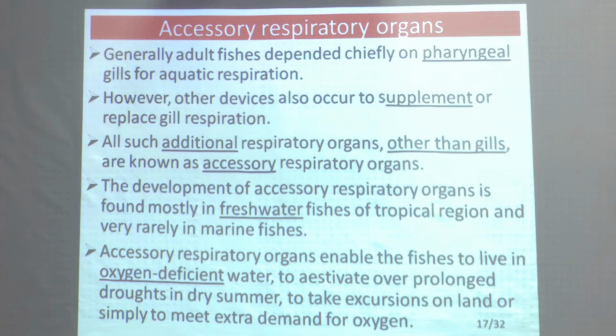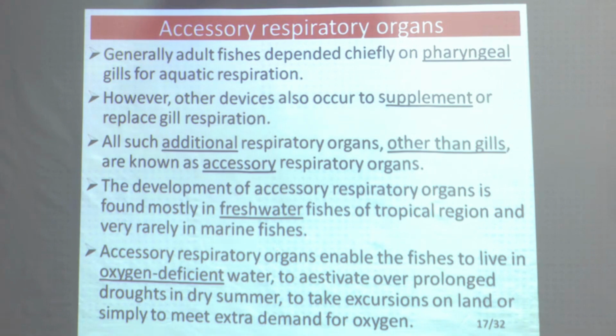The development of accessory respiratory organs is found mostly in freshwater fishes of the tropical region and very rarely in marine fishes. Accessory respiratory organs in fishes actually help them to live in oxygen deficient water, to estivate over prolonged drought in dry summer, and even to take excursions on land or simply to meet extra demand of oxygen.